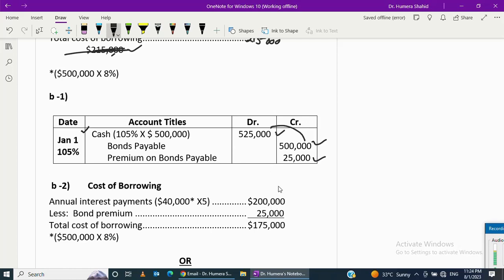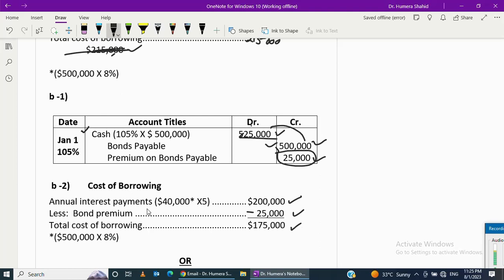Let's calculate the cost of borrowing. You have to pay the interest to them throughout the year. I did this calculation in the previous part, that is 200,000 for 5 years. But you are saving some money, that is 25,000, which you don't need to pay at maturity. You took it from the people, but you will not return it to the people. You will only return the face value. So this saving reduces your cost. So you don't need to pay 200,000 complete. You only need to pay 175,000 from your pocket.